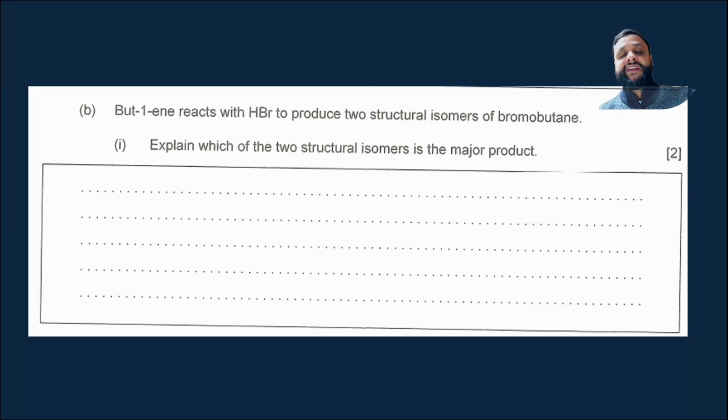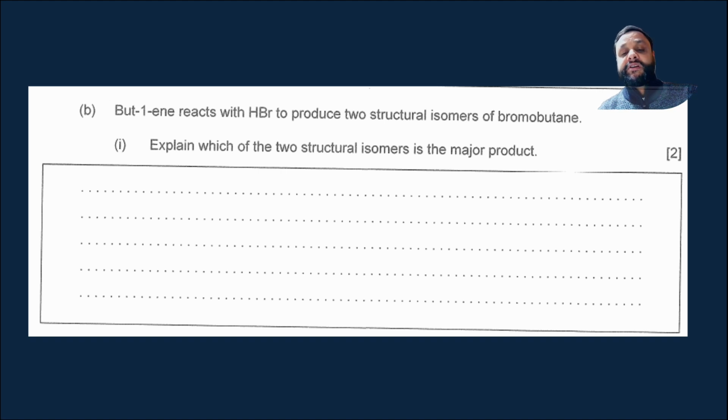2b. But-1-ene reacts with HBr to produce two structural isomers of bromobutane. 1. Explain which of the two structural isomers is the major product. When HBr reacts with but-1-ene, an electrophilic addition reaction takes place. So there is a possibility of two products. One product will be 1-bromobutane.